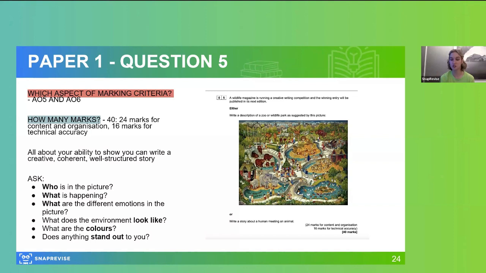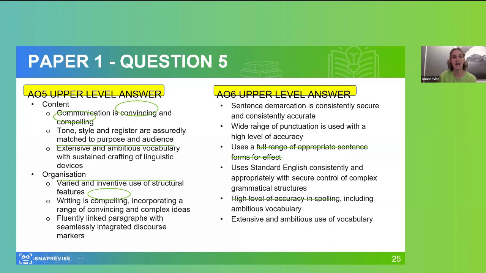What are the different emotions in your picture? What does the environment look like? Are there any smells? If you're outdoors, what's the weather like and how does that influence things? Are there colors? What kind of colors are there and how can you analyze those? And again, for the picture, does anything stand out to you? Is there a character that you're specifically drawn to? Is there an aspect of the picture that you're specifically drawn to? Think about all of this before you start writing.